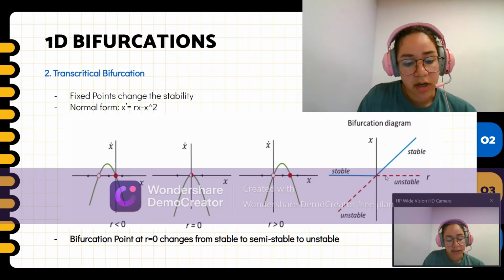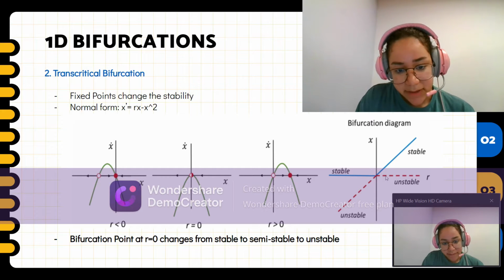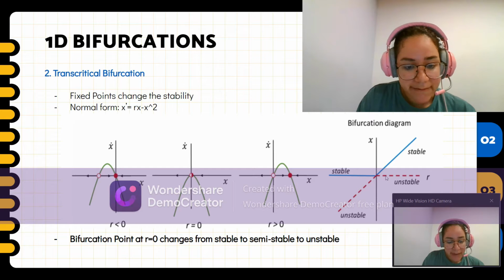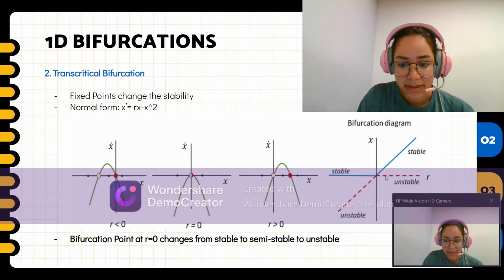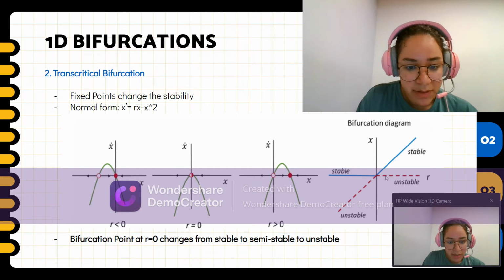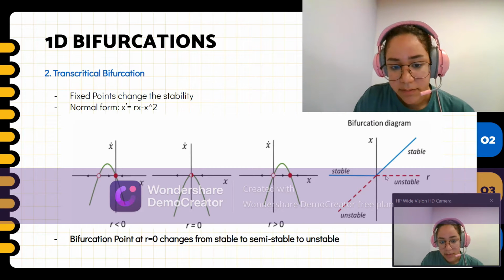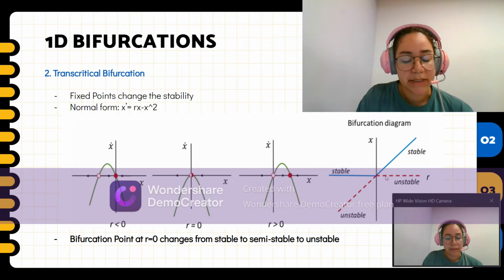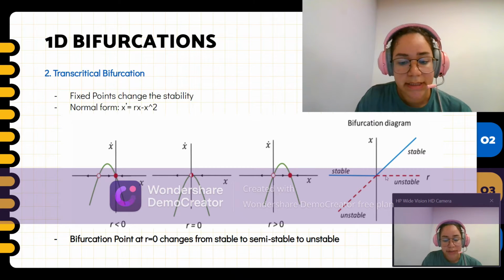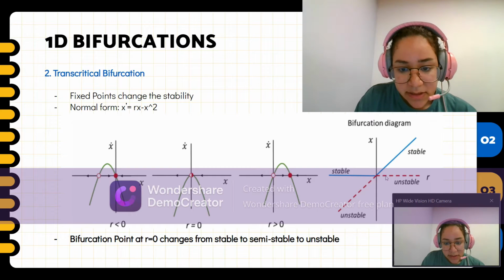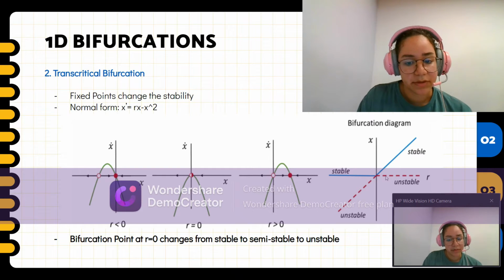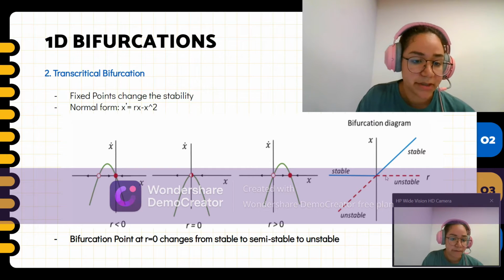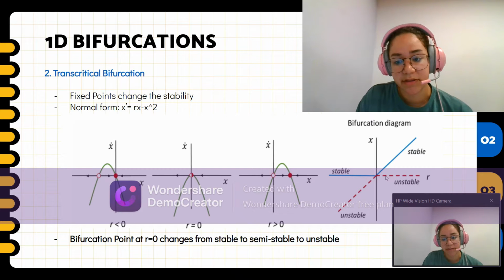And then as r becomes 0, it shifts, and you see that it's half shaded, half not, which means it's semi-stable. So you can see how the arrows are in a weird direction because they're semi-stable. And then as r is positive or greater than 0, you see at x equal to 0 that it becomes unstable. So now the arrows are pointing away from it. So you can see that there is a change of stability.